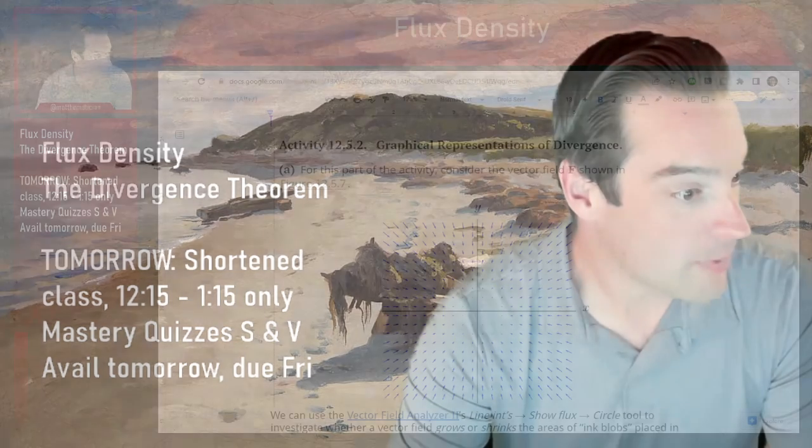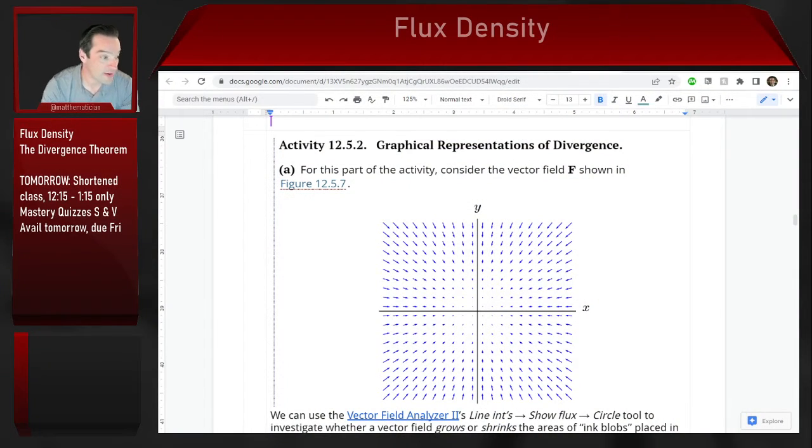In the activity, what we're asked to do is consider 3 more vector fields and make predictions about whether, and if so, where these vector fields are either growing or shrinking area. In other words, where will fluxes through a closed surface generally be positive if the area is growing, negative if the area is shrinking, or 0 if the area is being preserved.